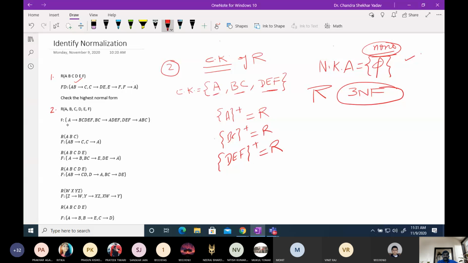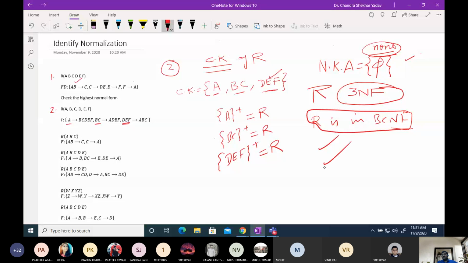So see here, left hand side A and A is candidate key. In second FD, left hand side is BC and BC is candidate key. And in third FD, left hand side is DEF and DEF also candidate key. So R is in BCNF. और जब BCNF के constraints satisfy हो गए, there is no need to check constraints of third normal form and second normal form. Automatically it is in third, and if it is in third, then automatically it is in second normal form. So we will start from BCNF.